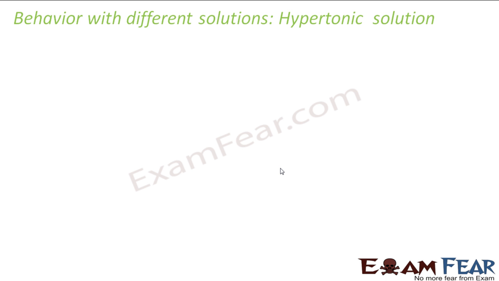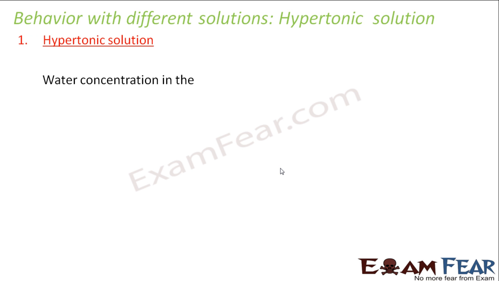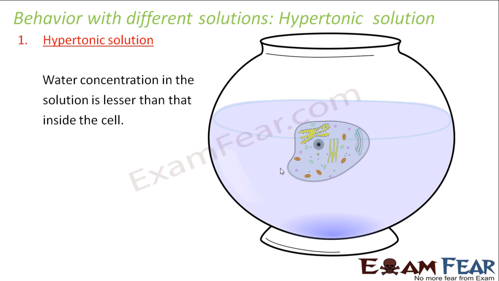Whereas on the other hand, when it is a hypertonic solution, that means the water concentration in the solution is lesser than that inside the cell, right? So in this case, what will happen? The concentration of water inside the cell is more and outside is less. So water will flow from inside the cell towards outside, right? So this is how water will move, and as a result, the cell will decrease in size. Right? So in this case, the cell will contract.